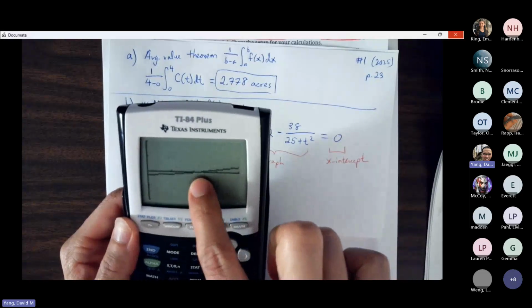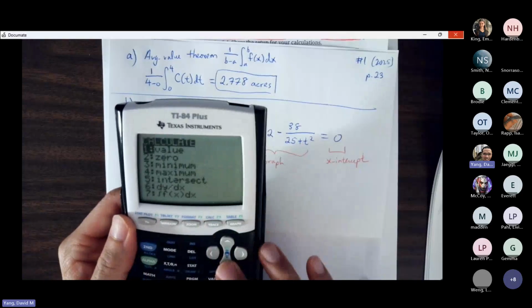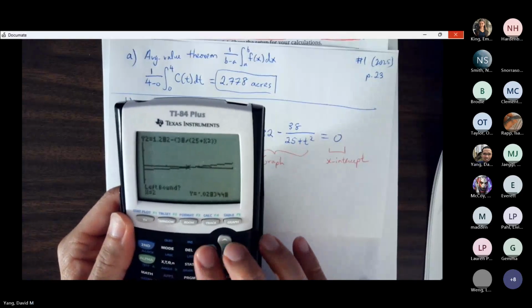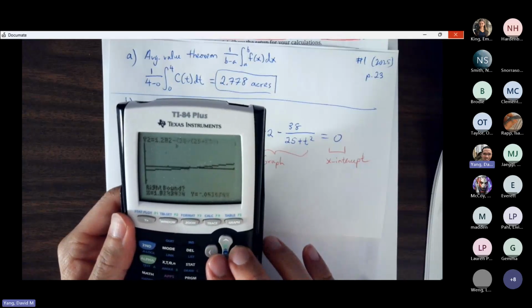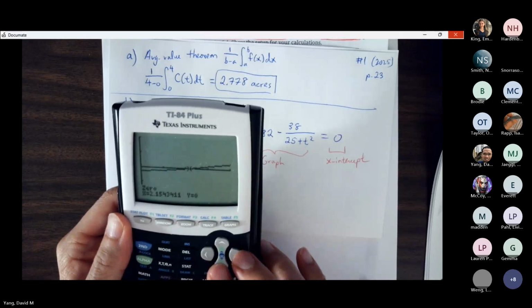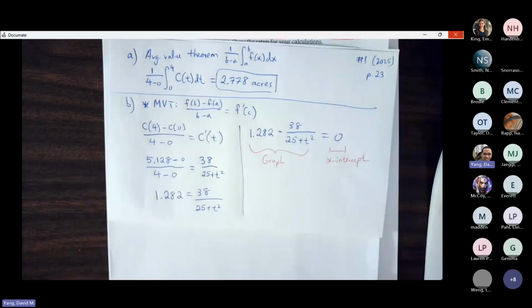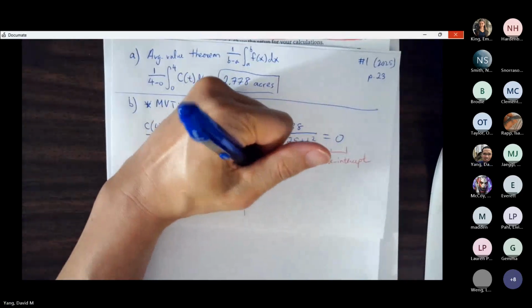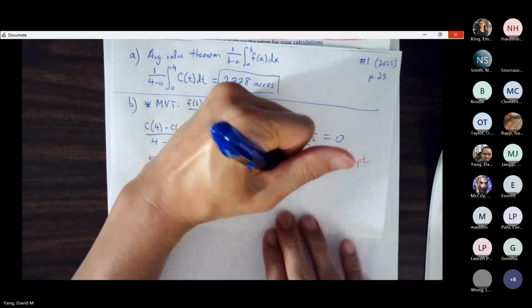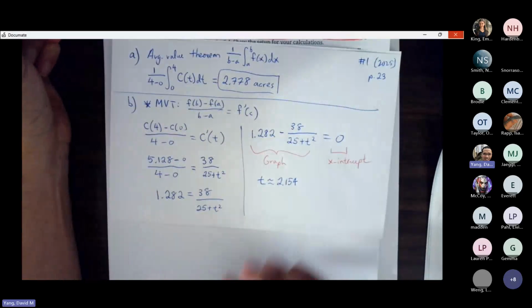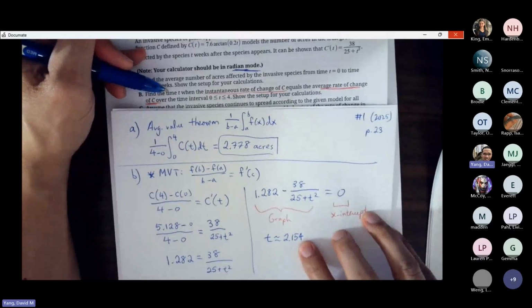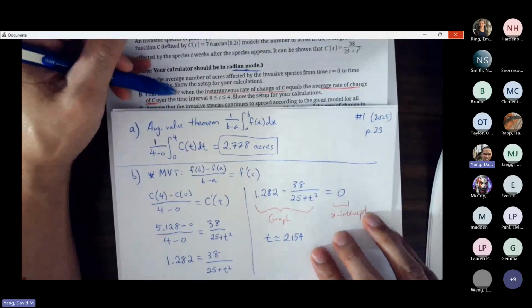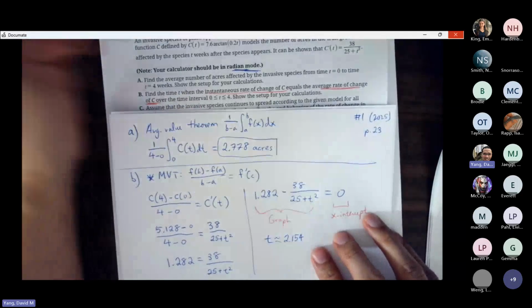Okay, so I see an x-intercept there. I'm looking for an x-intercept. So do second trace, zero, pick a point to the left, and scroll over to a point to the right. 2.154. Okay, so I have my t value there. t is in terms of weeks here. So find the time t. So we're 2.154 weeks in is when our average rate of change will match the instantaneous rate of change.